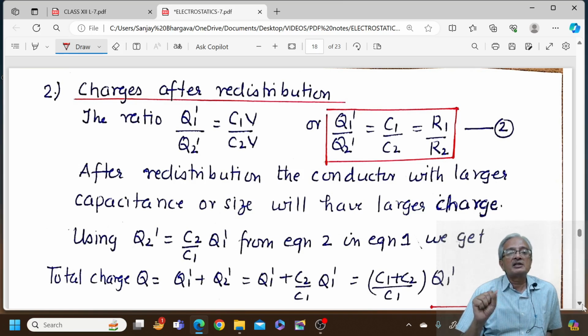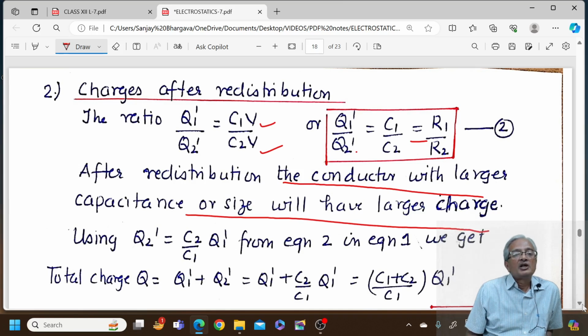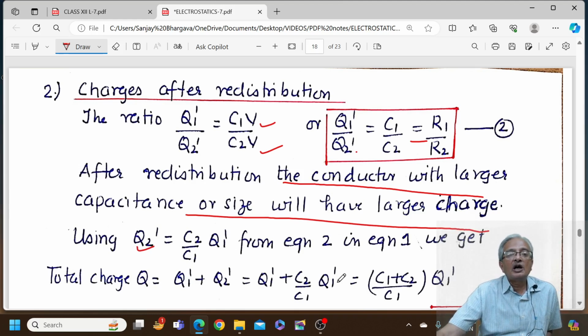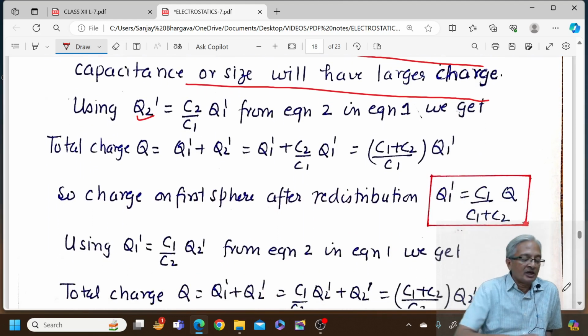The ratio of the charges Q1 dash upon Q2 dash is given by C1 V upon C2 V. So Q1 dash upon Q2 dash is C1 upon C2, which equals R1 upon R2. So after redistribution, the conductor with larger capacitance or size will have larger charge. Using Q2 dash is equal to C2 upon C1 into Q1 dash, what do we get from equation number 2 and use it in equation number 1?